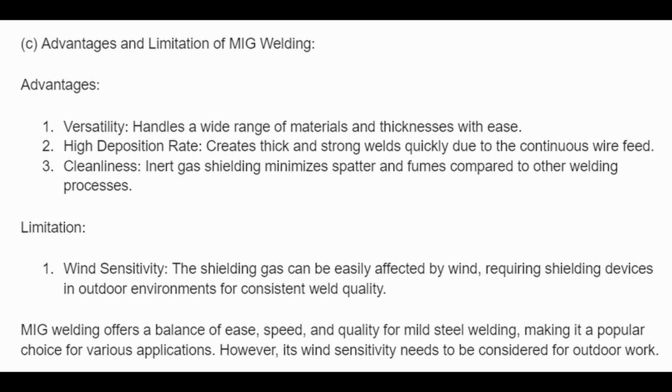3. Cleanliness. Inert gas shielding minimizes spatter and fumes compared to other welding processes. Limitation. 1. Wind sensitivity. The shielding gas can be easily affected by wind, requiring shielding devices in outdoor environments for consistent weld quality. MIG welding offers a balance of ease, speed, and quality for mild steel welding, making it a popular choice for various applications. However, its wind sensitivity needs to be considered for outdoor work.